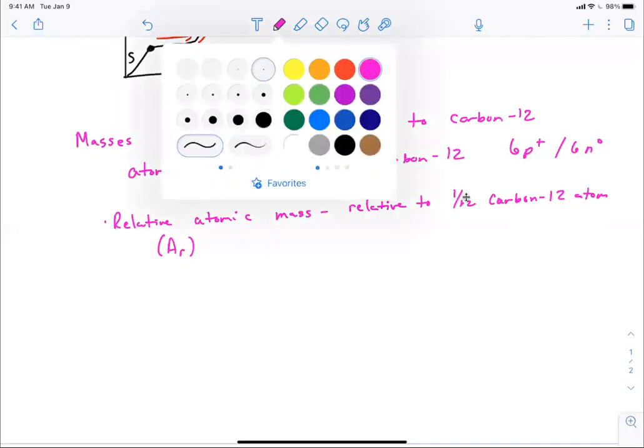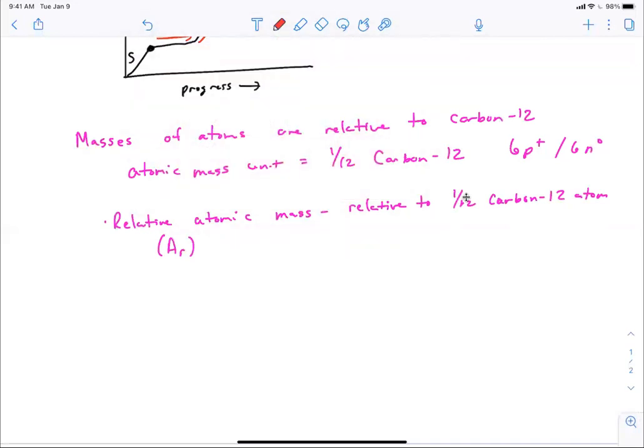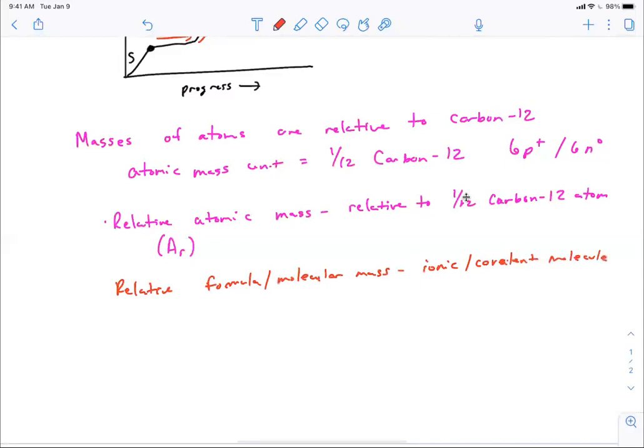And then the relative formula or molecular mass is the same idea, but with a molecule, an ionic or covalent molecule. Those values are in AMUs. Okay.